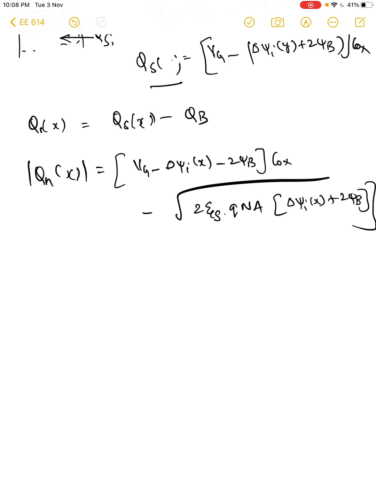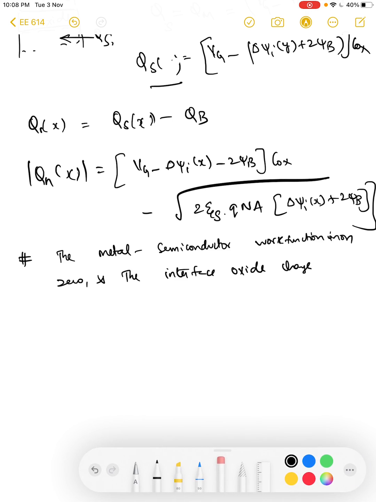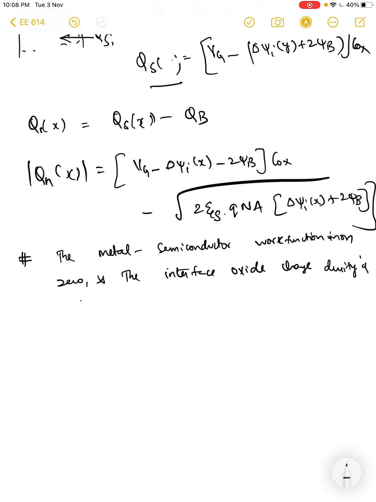And if I assume that now I'm going to lose one of the assumptions that we made before, that the metal semiconductor work function is non-zero, and the interface oxide charge density is also not zero. So basically I'm saying that the oxide need not be ideal.